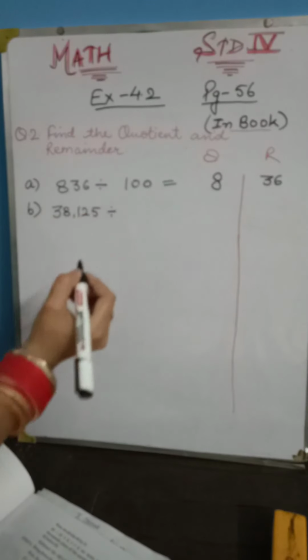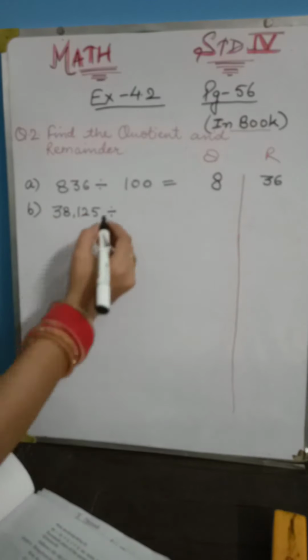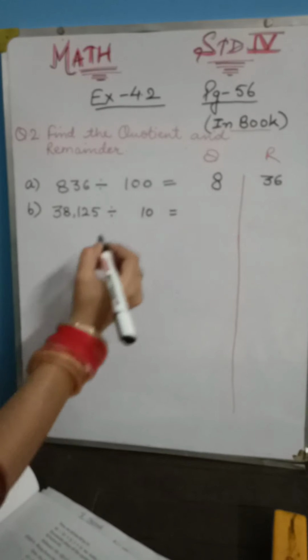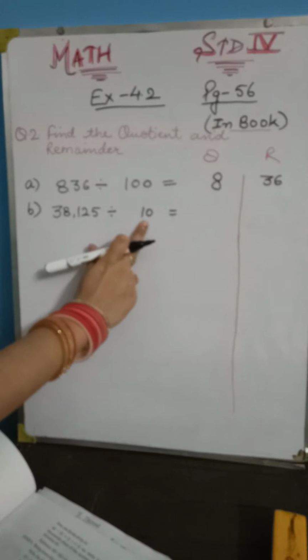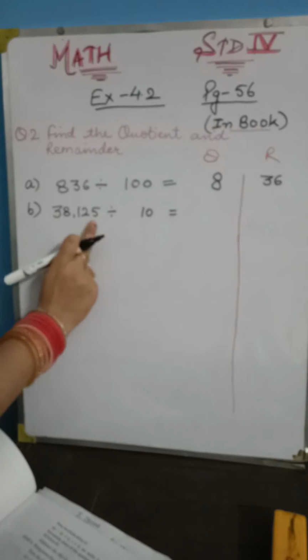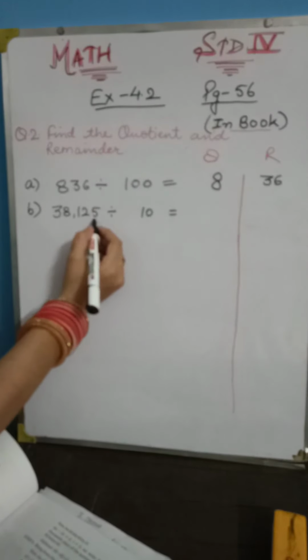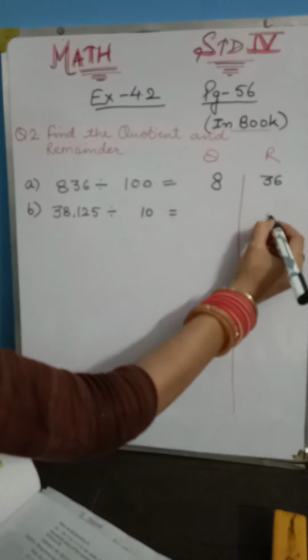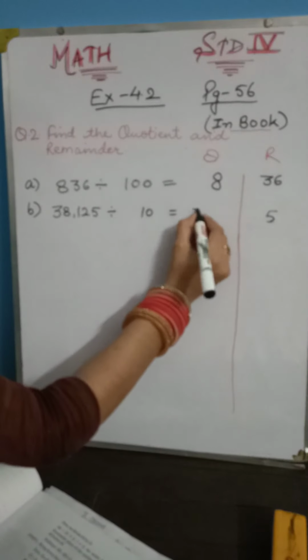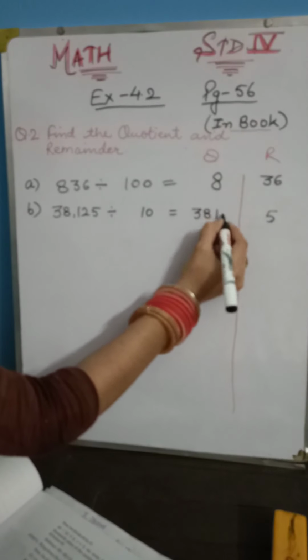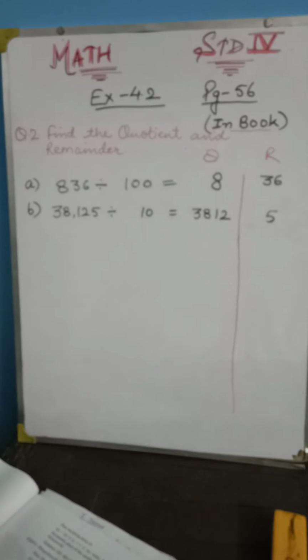Next is 38,125 divided by 10. 1 zero is given in the divisor, so 1 digit will be the remainder. What will be the last digit? 5. So we'll write it on this side. This is our remainder. What is left now? 3812. This is the quotient, 3812.